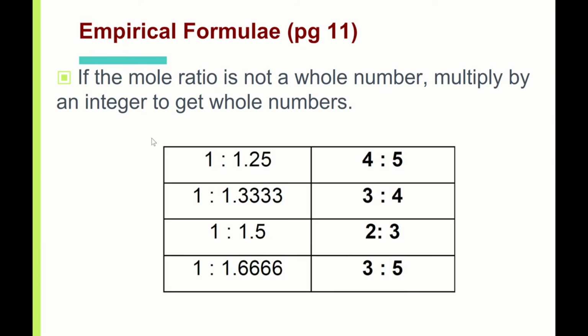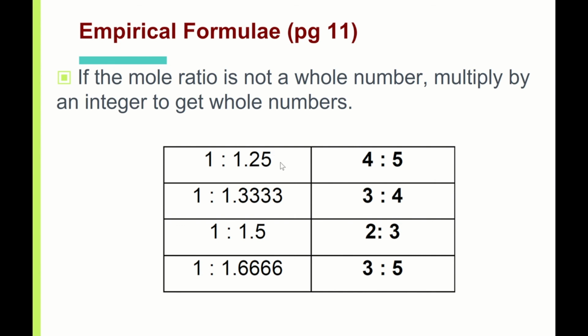Now on your notes page 11, sometimes you can get this kind of ratio. I want you to put star, star, star, circle, circle, or maybe you put a post-it or whatsoever. Tell yourself that sometimes for this number we don't just divide to get a whole number. In fact, we multiply. Why don't we divide? Because if you see here, for example, if I see here is 1 is to 1.25, if I divide by the smallest number, I will get about 1 is to 1.